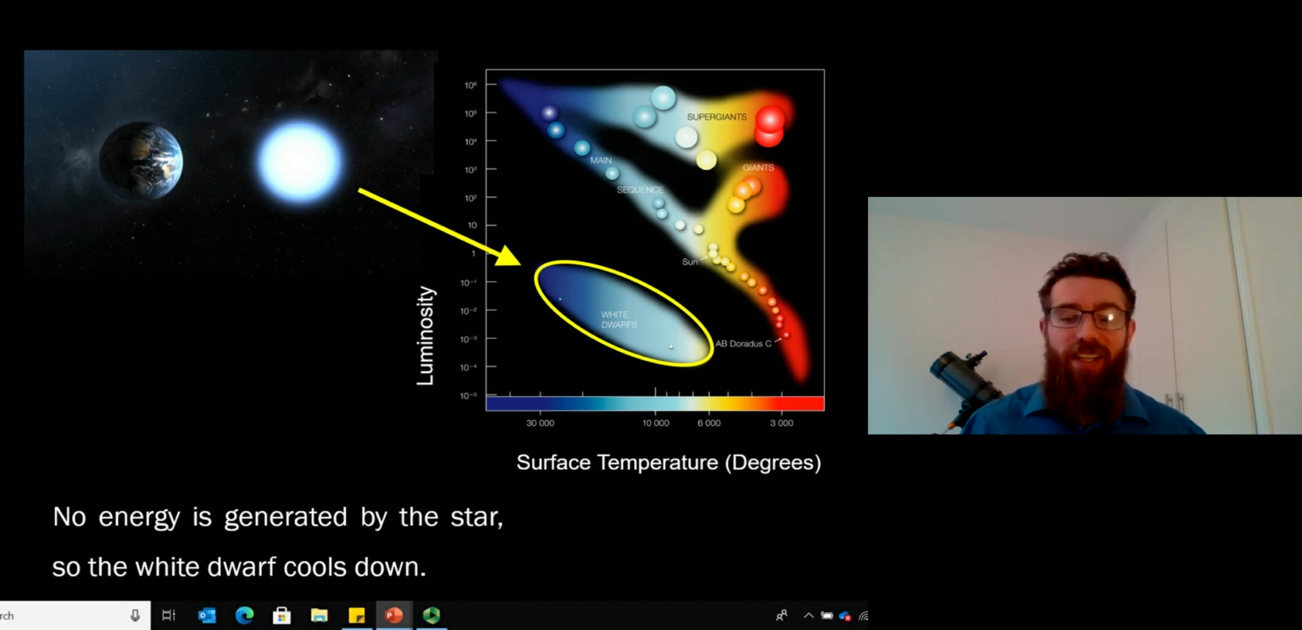But the reason for that is they're not generating any energy. It's just the leftover energy from when the star was actually creating energy due to fusion. So in time, these white dwarf stars will just disappear. Not necessarily disappear, but we won't be able to see them because they've become so dim.